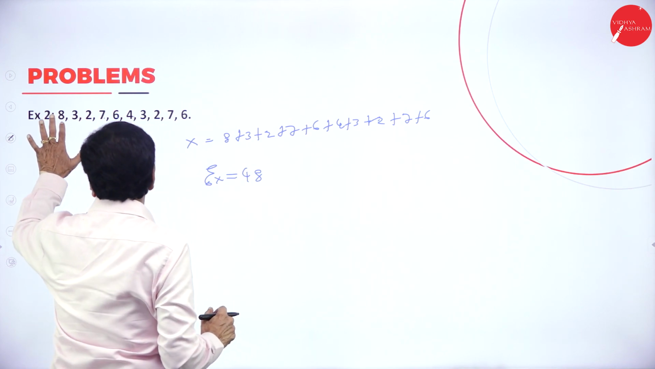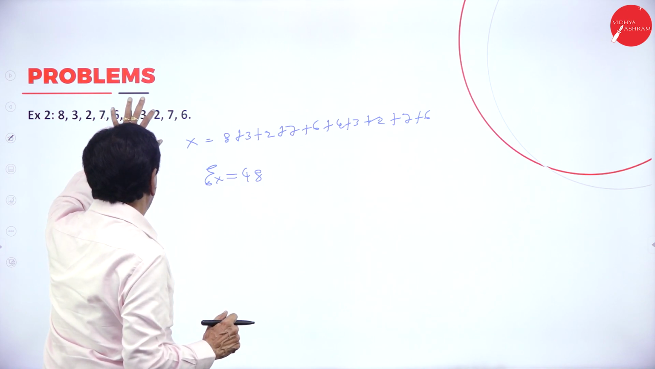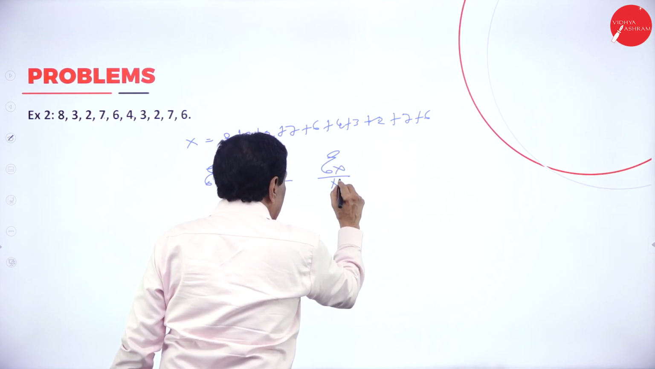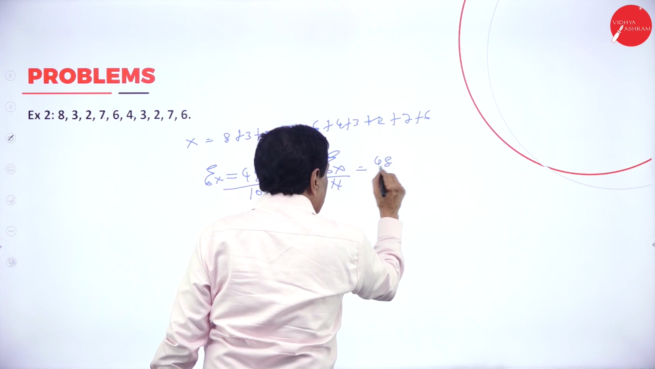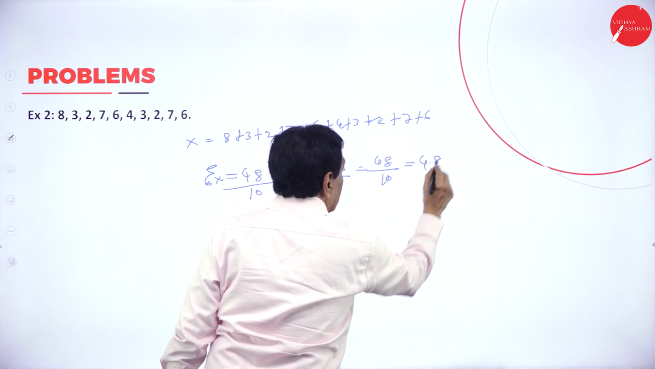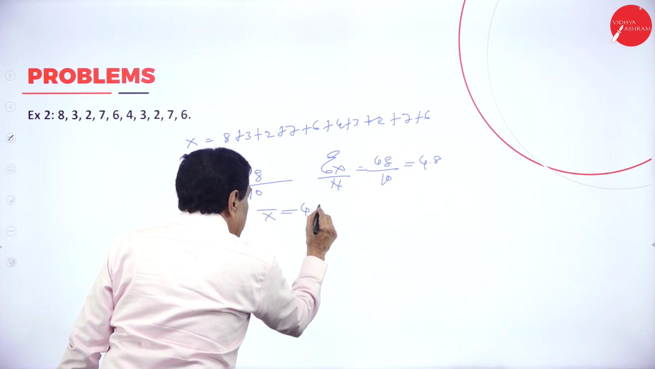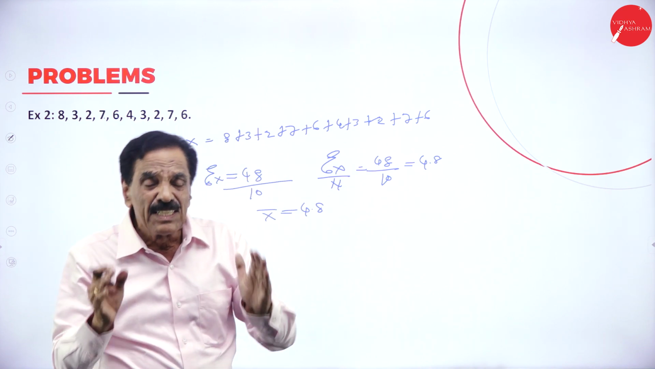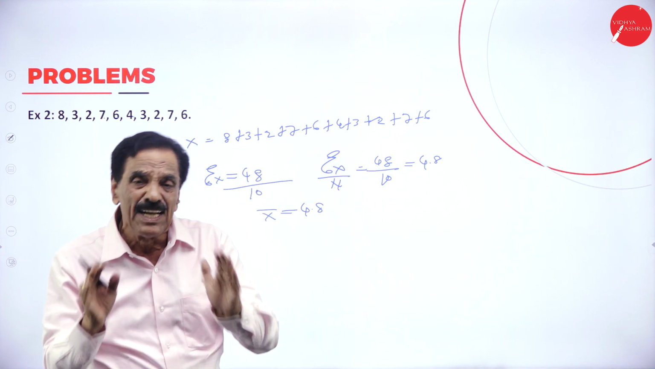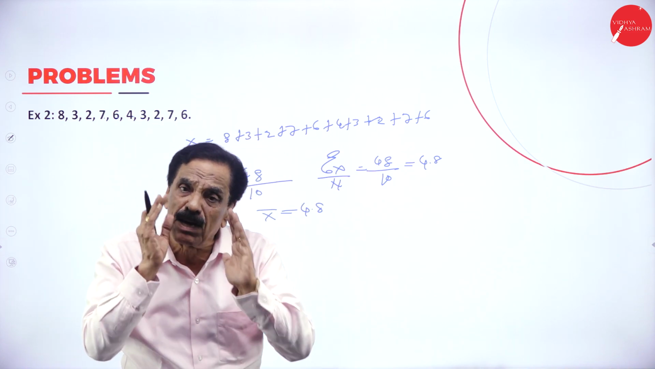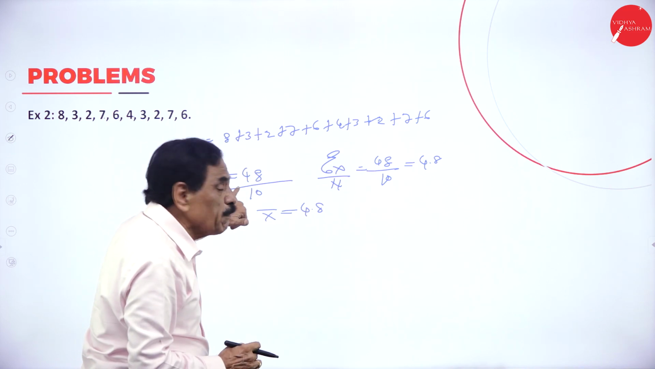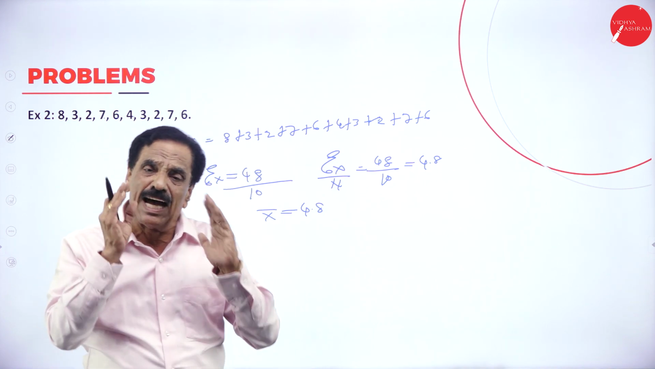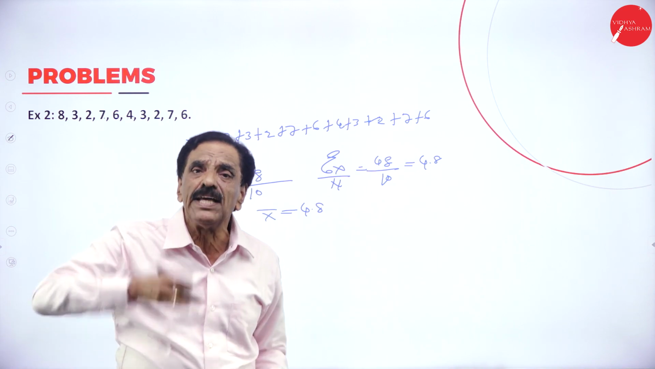How many terms are there? 1, 2, 3, 4, 5, 6, 7, 8, 9, 10. Divided by 10. That is your formula, sigma x divided by n. What is sigma x? 48 divided by 10. It is equal to 4.8. So mean is equal to 4.8. Individual numbers should be added and divided by the number of terms. Very easy to calculate. If we add the numbers we get 48, number of terms 10, so your mean becomes 4.8. Mean is nothing but the average. We'll go to the next one.